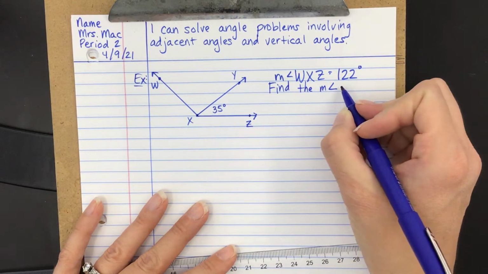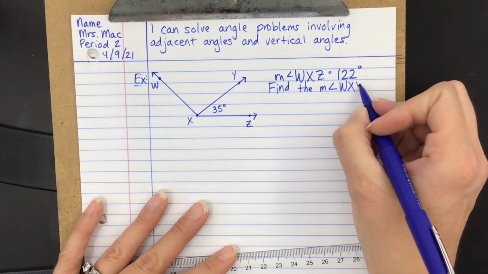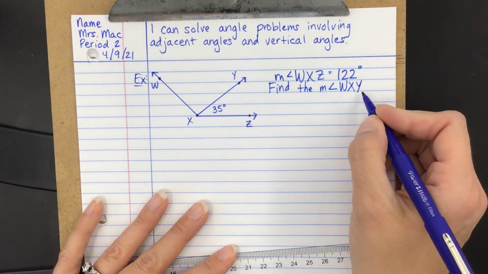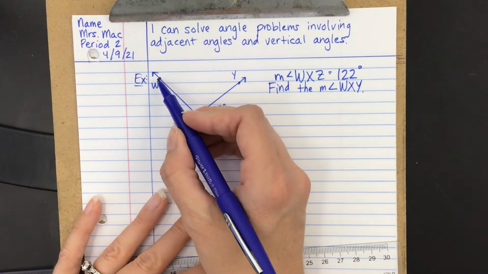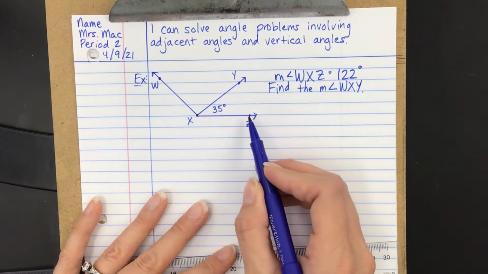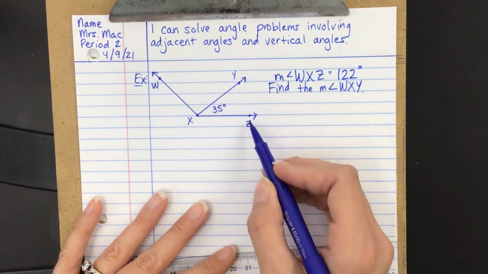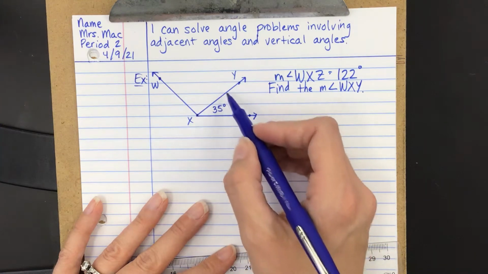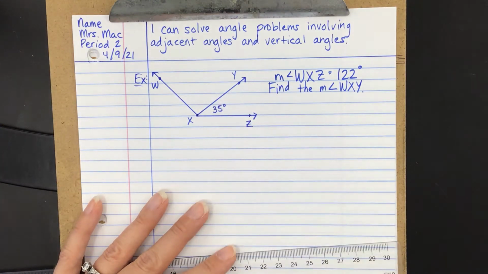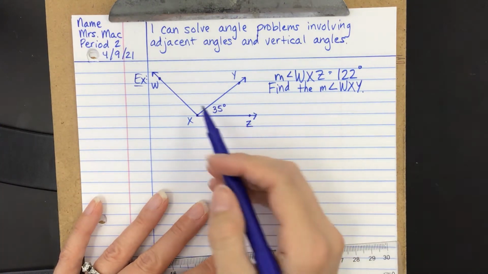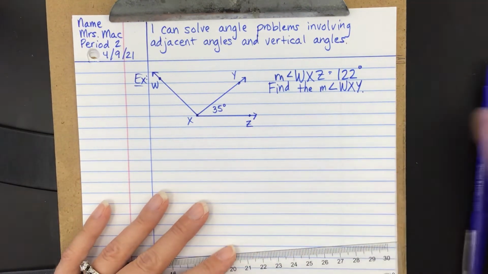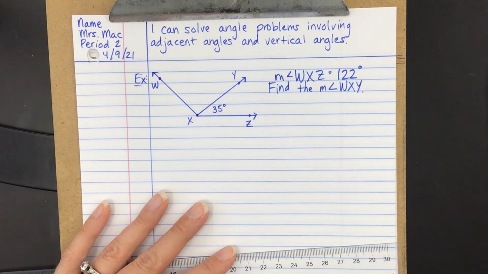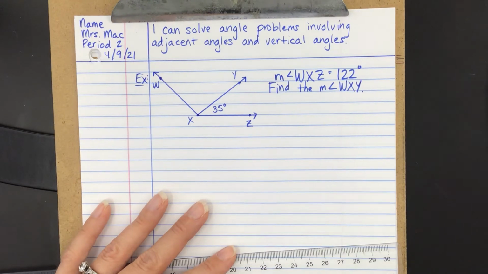The measure of angle WXY, okay? So we know that this whole thing, WXZ, this whole thing is 122. We know that this part is 35. So really what we're going to be doing is subtracting to find out our missing angle. But I'm going to write it more formally on our sheet real quick so that we have that.